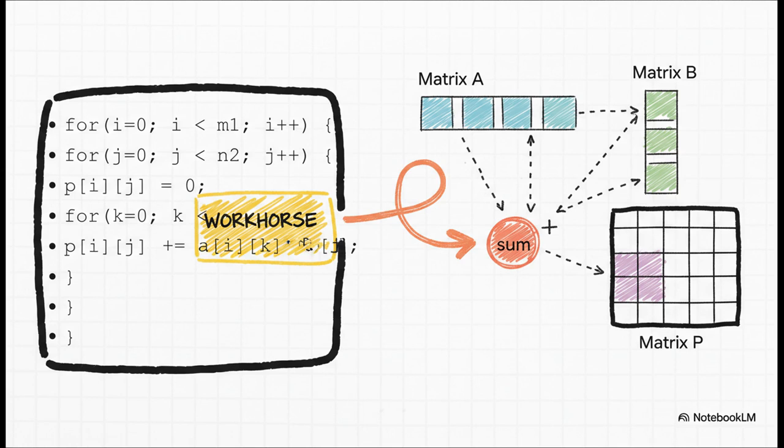Now look closely. Those outer two loops, the I and J loops, their only job is to pick which spot in the final matrix we're trying to calculate. The real work, the real magic, happens in that third loop, the K loop on the inside. That's the workhorse. The K loop is what's actually walking along the row of the first matrix and down the column of the second, doing all that multiplying and adding.